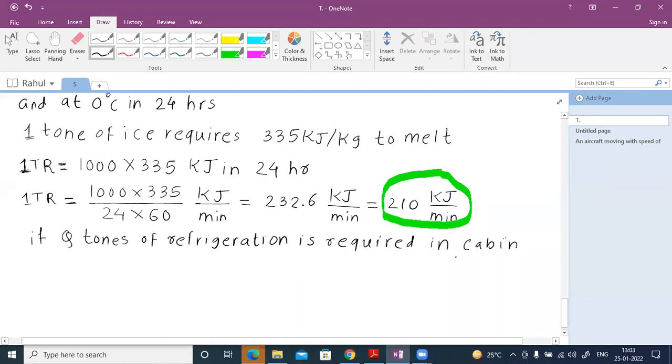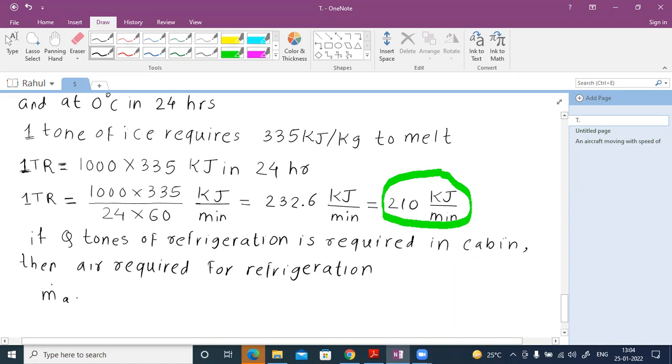So, mass flow rate. What is the mass flow rate? I'll write down: air required for the refrigeration. That is, I need to calculate the mass flow rate.